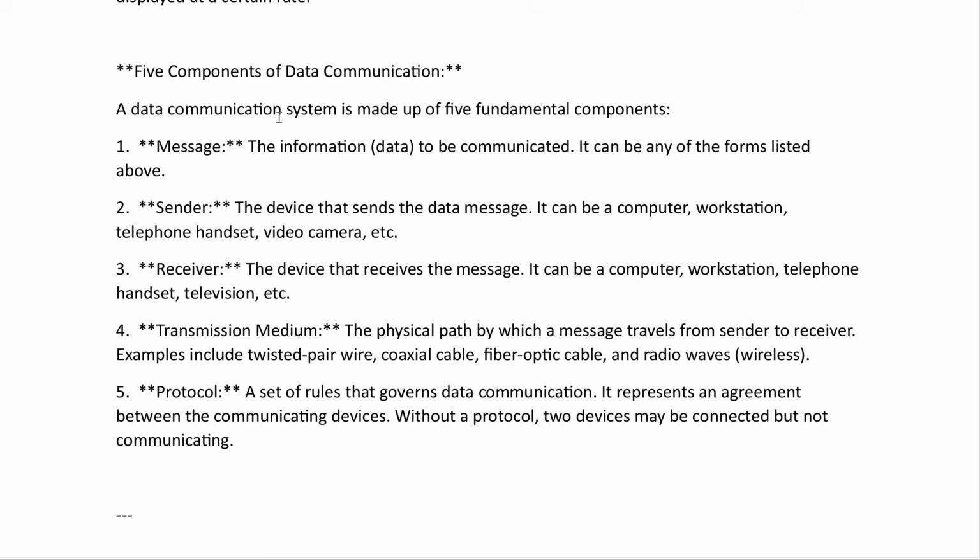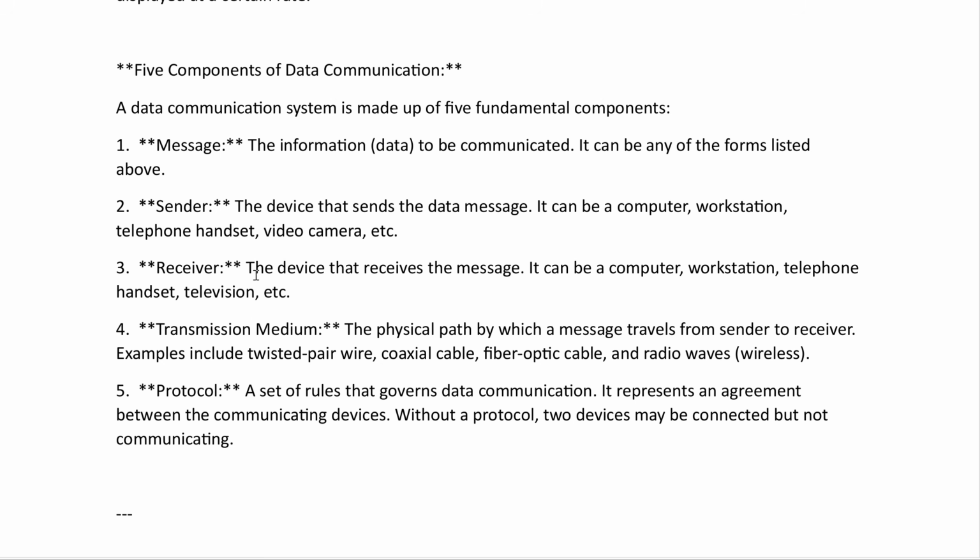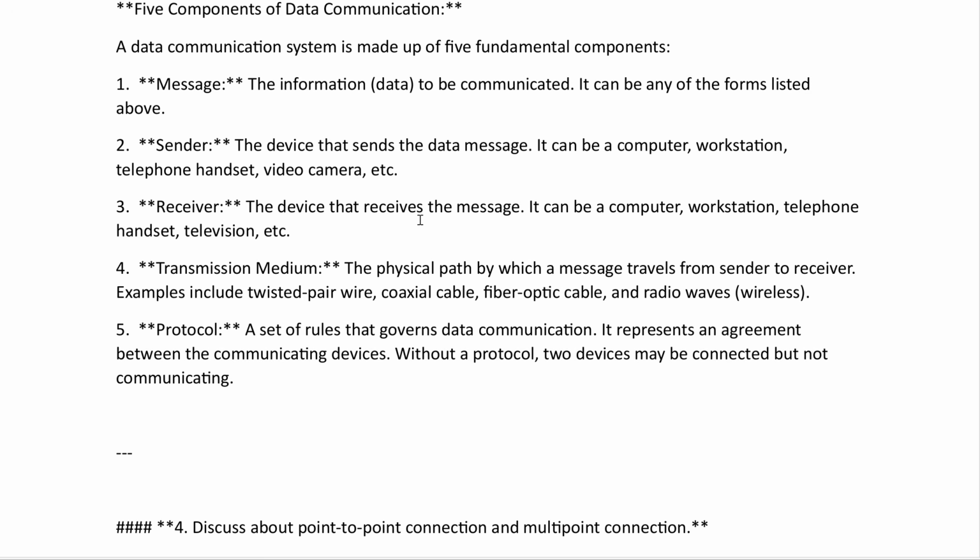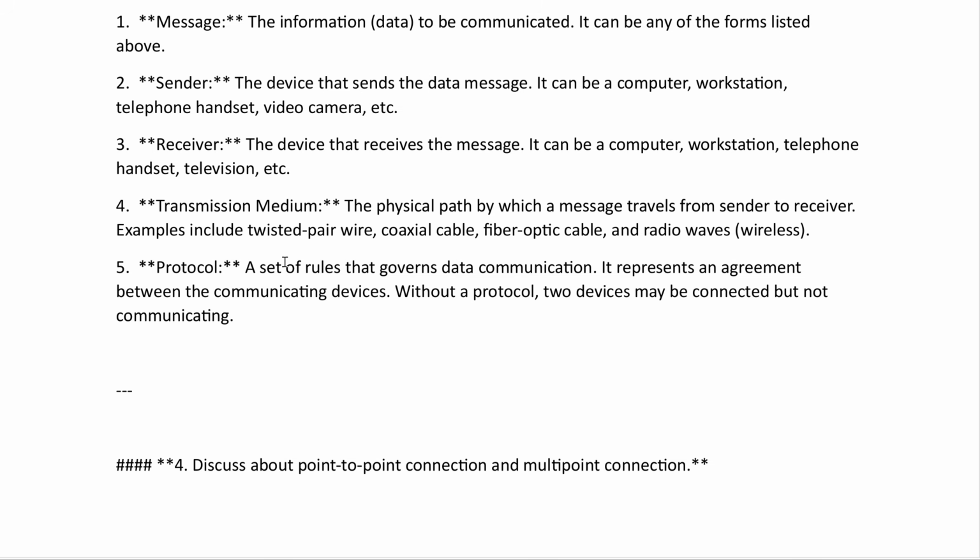The five components of data communication: a data communication system is made up of five fundamental components. First is the message. The message is the information or data to be communicated. It can be of the forms listed above. The second component is the sender. The sender is the device that sends the data message. It can be a computer, workstation, telephone handset, video camera, etc. Third is the receiver. The receiver is the device that receives the message.